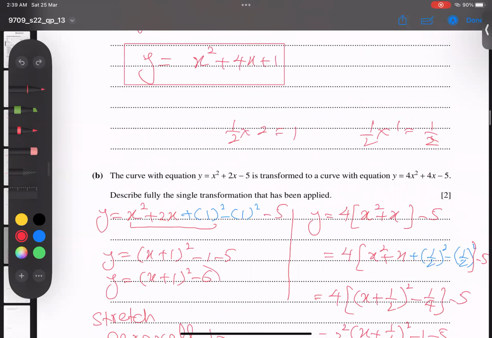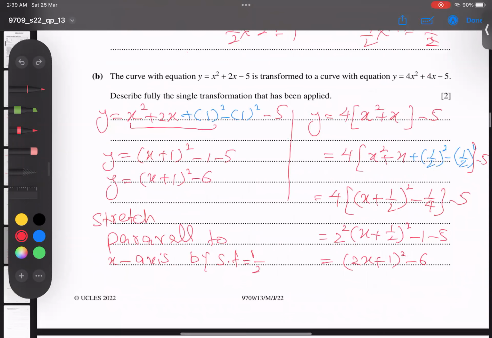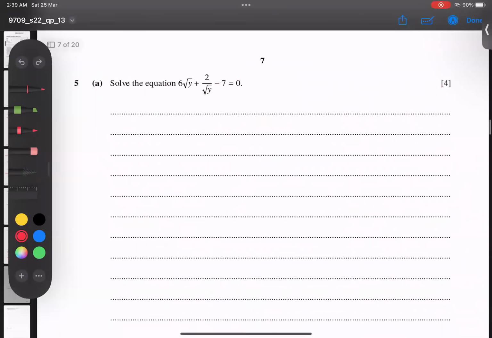For example, same equation I have. If 2 comes outside the bracket, this is called a stretch parallel to the y-axis, and the scale factor is directly 2. Don't take the reciprocal. But when we have x, we have to take the reciprocal. I hope the point is very clear, and let's go for the next question.